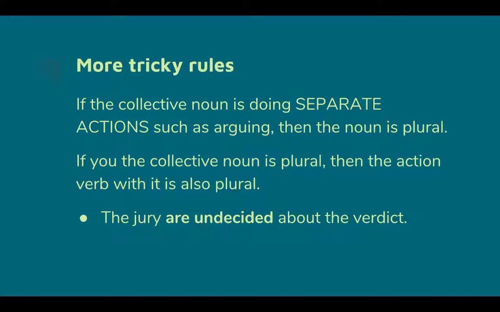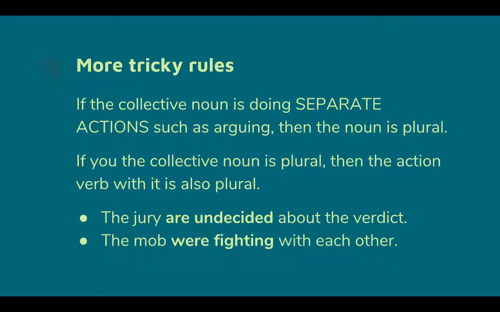So in this case, the jury are undecided about the verdict. The jury here, since they're undecided, means that some people agree and some people disagree. We're going to replace this word with they. They are undecided about the verdict. In this sentence, the mob were fighting with each other. If they're fighting with each other, that means we have more than one member not acting together as a cohesive unit. So we're going to replace the word mob with they to make it make sense. They were fighting with each other. That's how it shows that this sentence is correct.